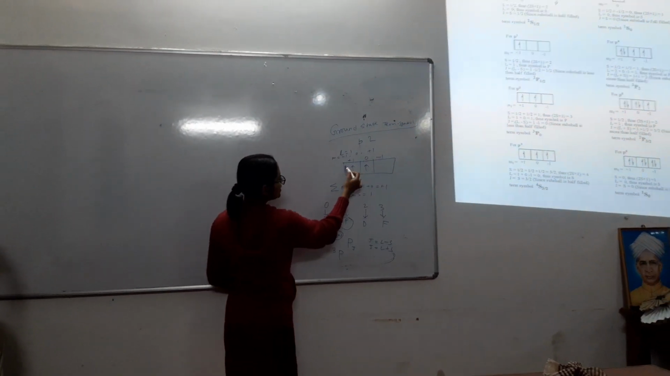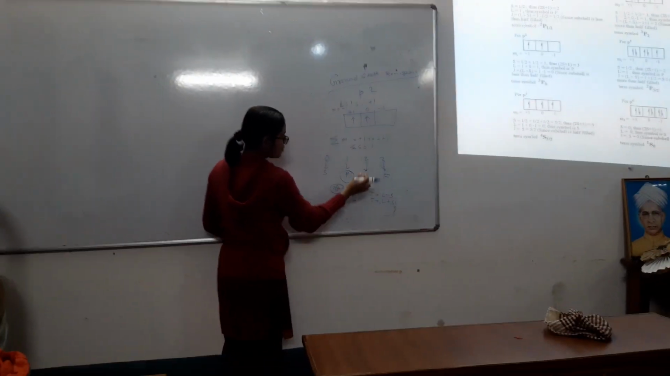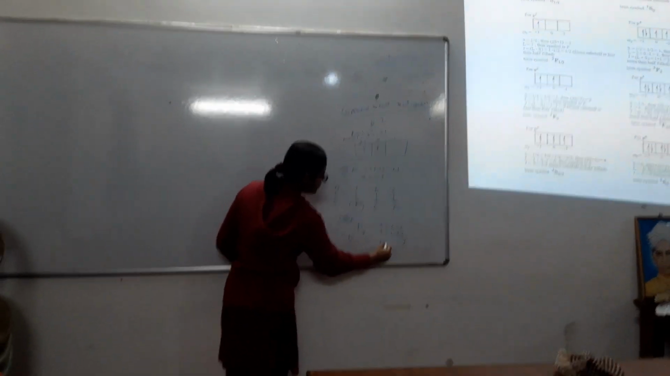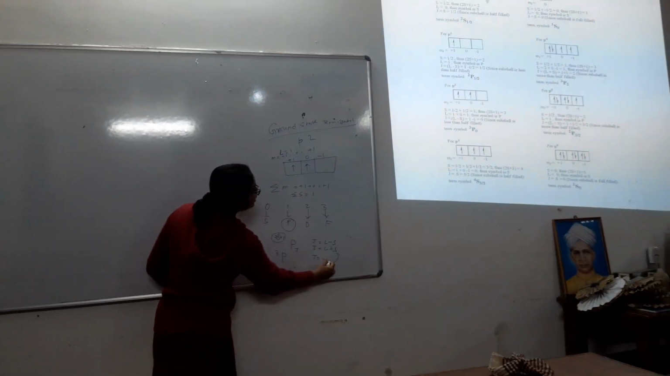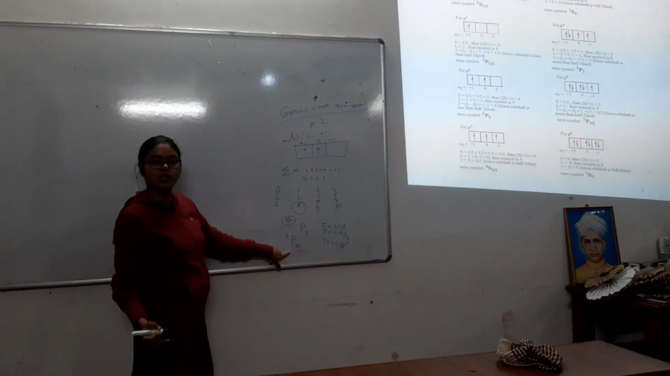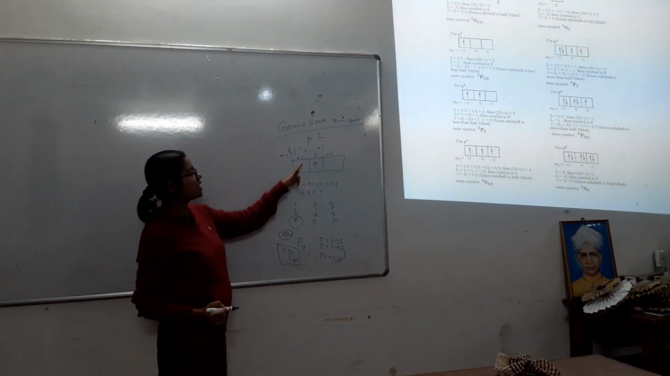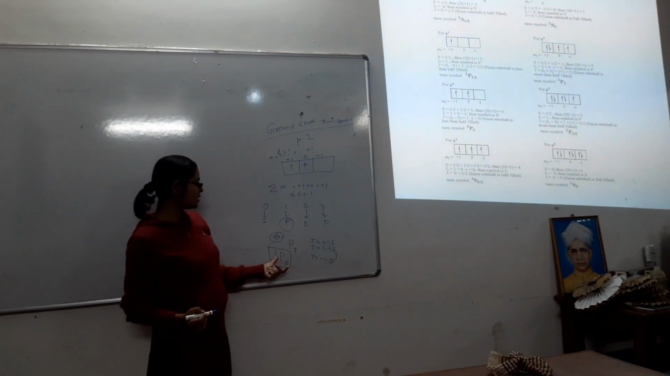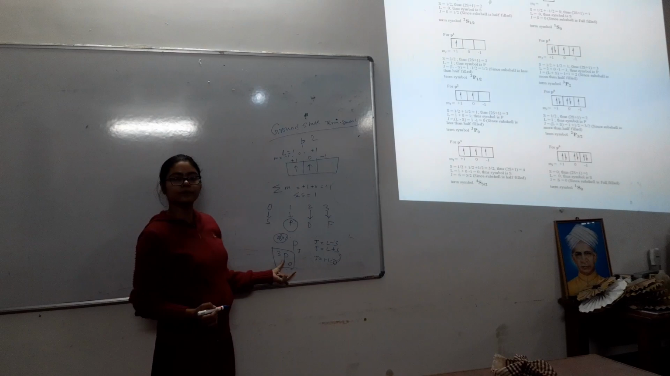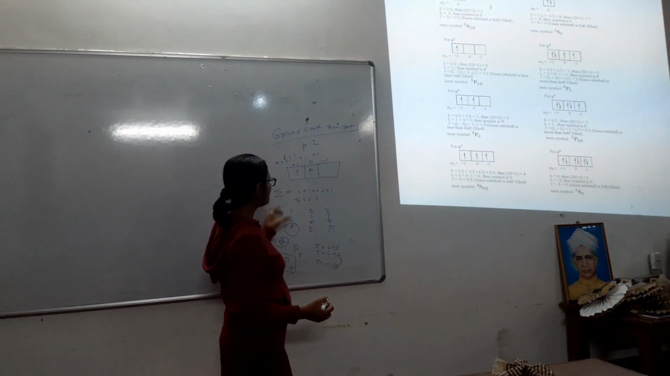Here the L value is 1 and the S value is 1. So J equals 1 minus 1 equals 0, so we put 0 here. So the ground state term symbol for P2 is 3P0. Okay.